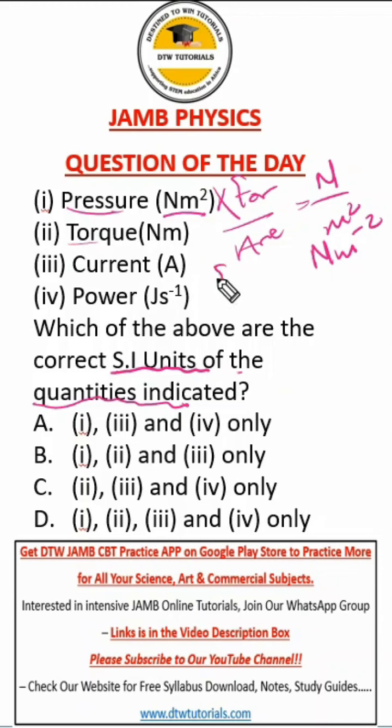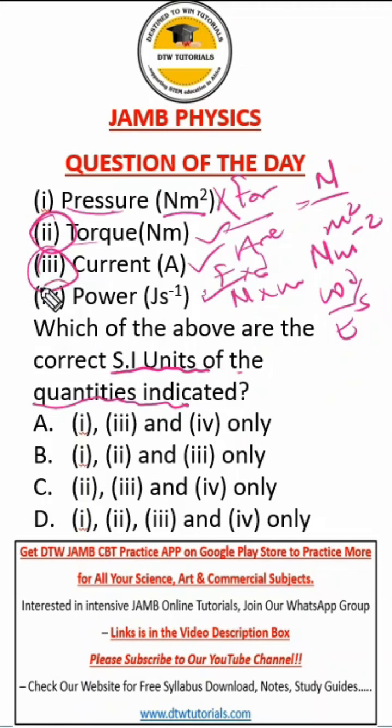Torque is force times the perpendicular distance, which is N times M. So this is correct. Current is what? Ampere, correct. Power is what? Work over time, and this is joules over second. So joules per second. So this is correct. So the correct SI units are this and this, and our right option here is option C.